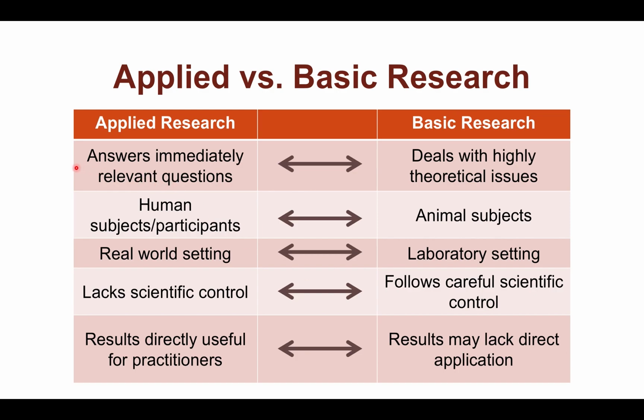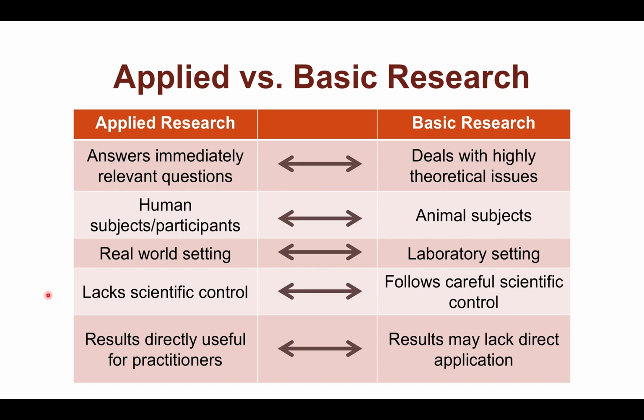So applied research answers immediately relevant questions. It almost always has human subjects, at least in the fields that I typically teach in this course. It's often done in a real-world setting, and sometimes it lacks scientific control. And basically the wording on this table, these are extremes, right? Applied research kind of has some extremes, and basic research has these other extremes. More than likely, each of these rows, you'll fall somewhere in between on the continuum.